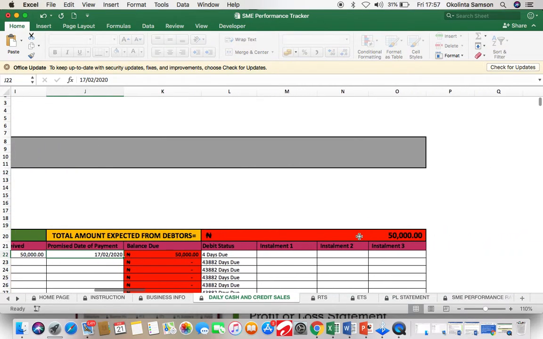So as I settle back my debt, all you need to do is come in and input the debt. So let's say I settle back my debt, 50,000 naira.